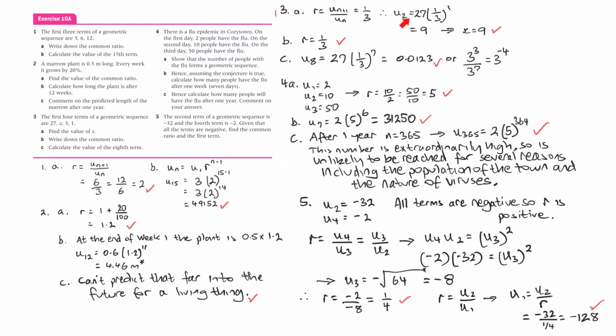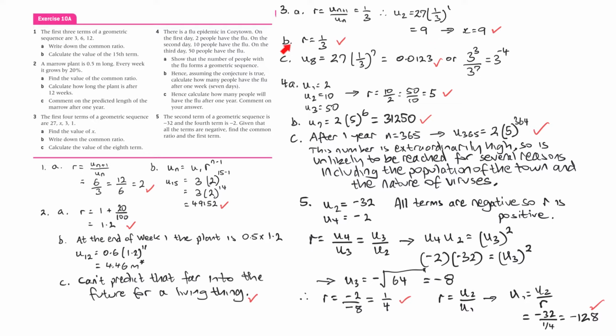Okay. And so if r is 1/3, and we know that there's different ways of doing this, but look, if you find r first, it is 1/3, because u4 over u3 is 1 over 3. You could do it in ratios as well. Therefore, the second term, using our formula, un equals u1 times r to the n minus 1, we know that u1 is 27, so u2 equals u1, that's 27, times r to the n minus 1. Well, that would be 2 minus 1 is 1, so u2 is 9, so x equals 9.